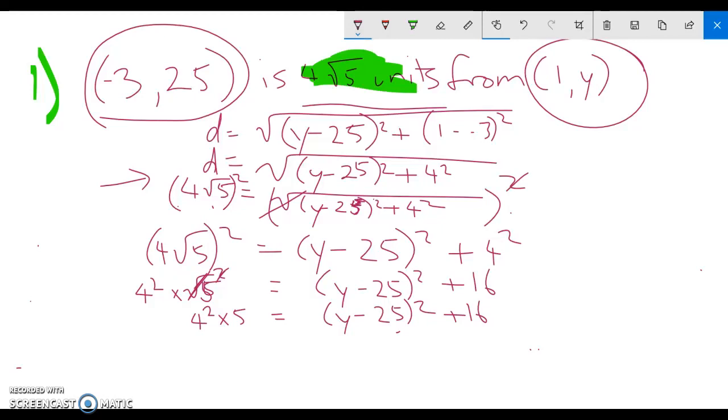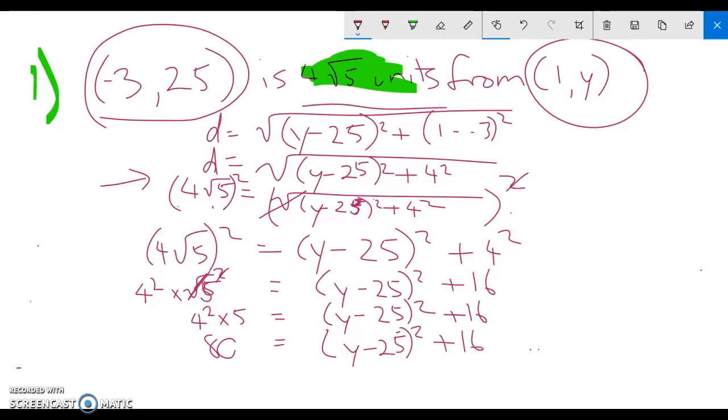16. 16 times 5 is 64, alright? No, 16 times 5 is not 64. 16 times 4 is 64, so 16 times 5 is 80. Alright, 80 equals (y take 25) all squared plus 16. You can see I'm not doing it off solutions.